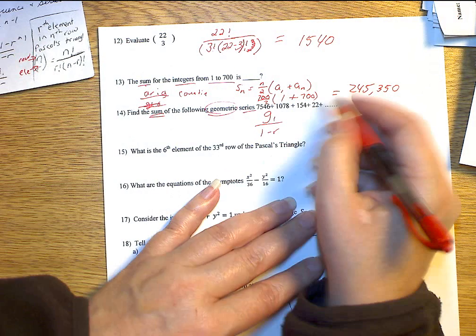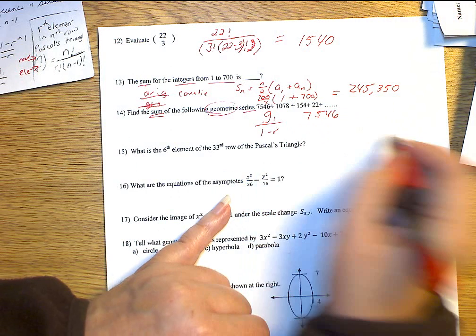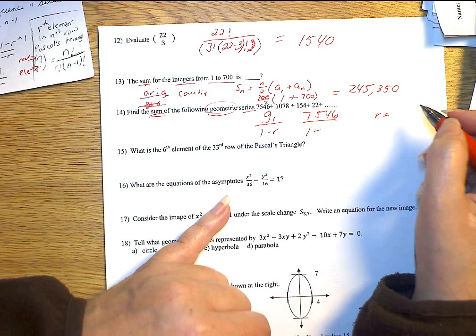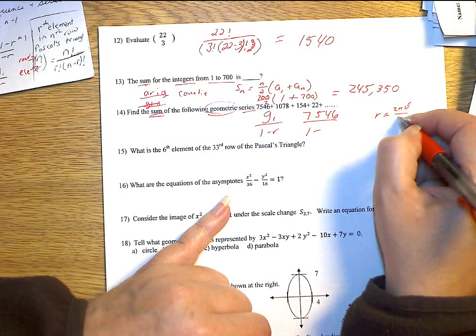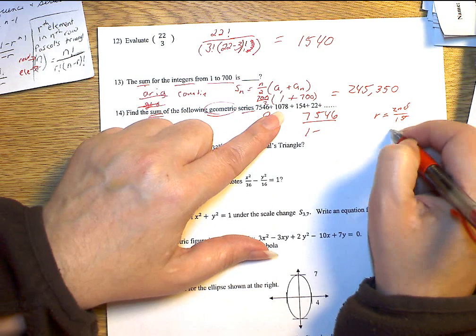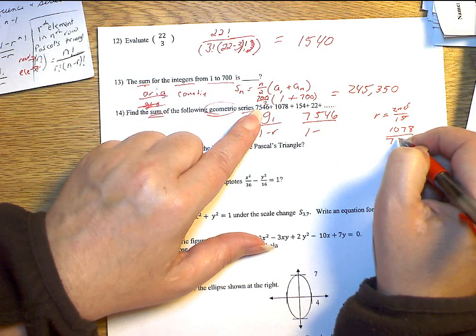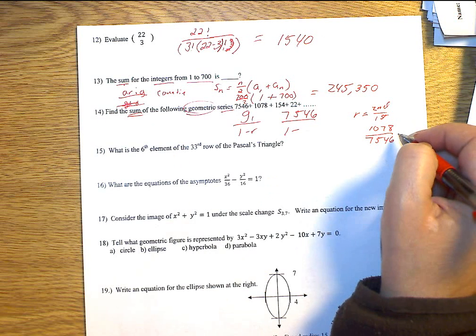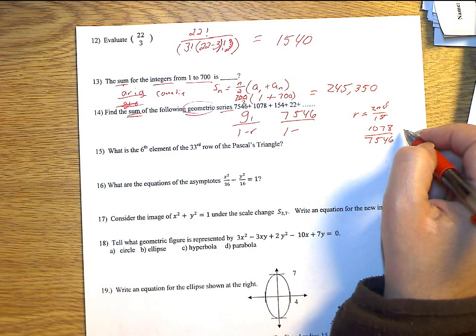First term is your G1, 7546, and then 1 minus R. R is always, how do I find R? It's the second number divided by the first. Second divided by first. So we have 1078 divided by your first, 7546, math fraction. And you know why I say math fraction, right? It puts it to the fraction on your calculator. And you get 1/7.